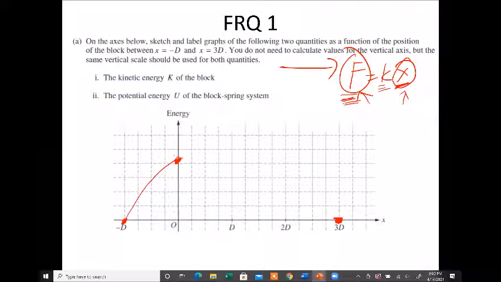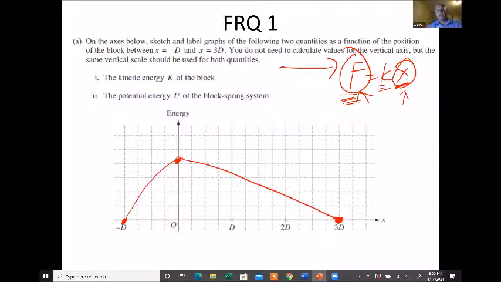It should be a straight line. And the reason it should be a straight line is that what's constant between those 2 points? Acceleration, because what's constant? The force. The force is the frictional force, and it's the same all the way from 0 to 3D. Does that make sense? Yes. So this line's our kinetic energy.